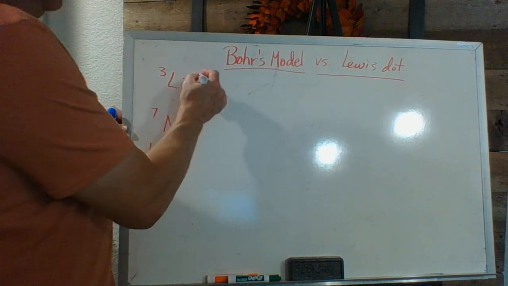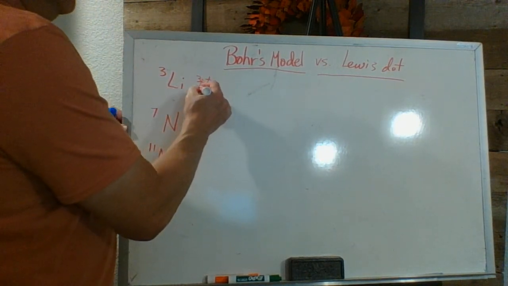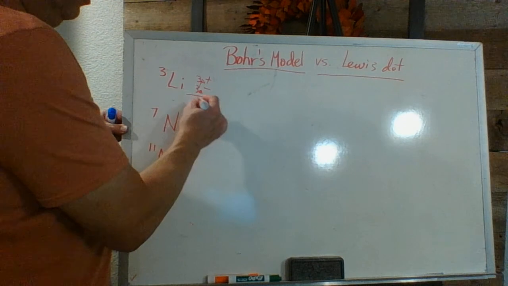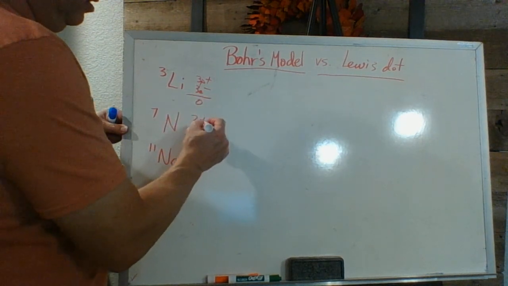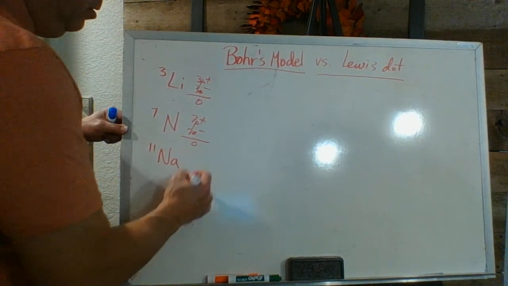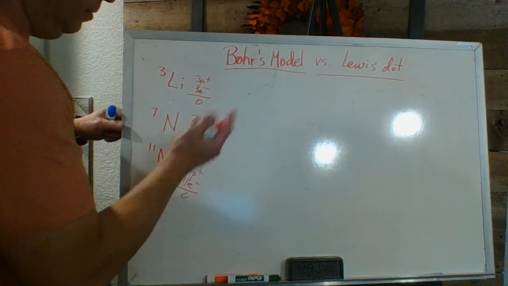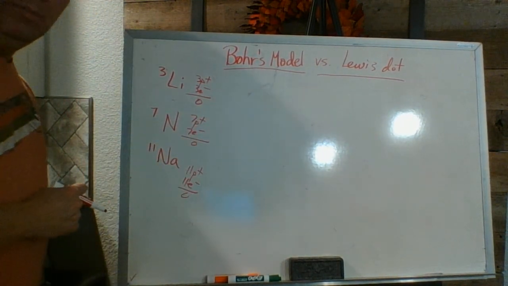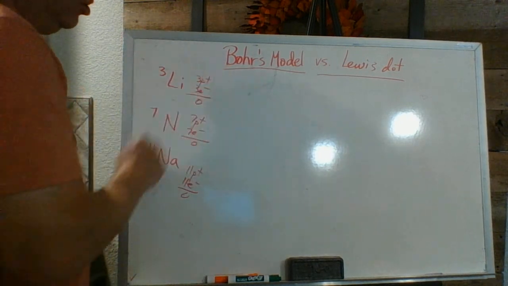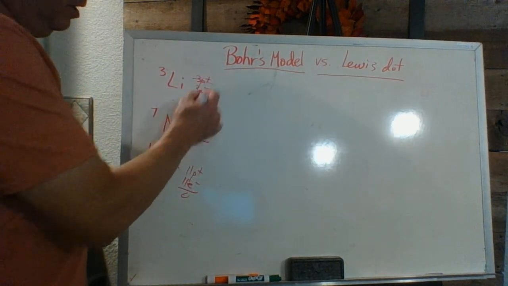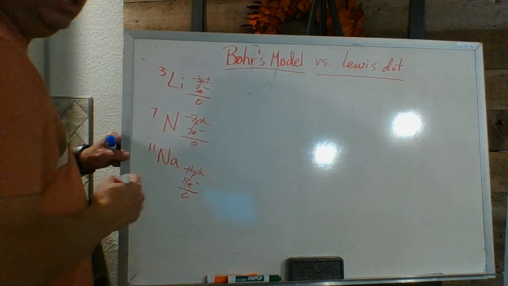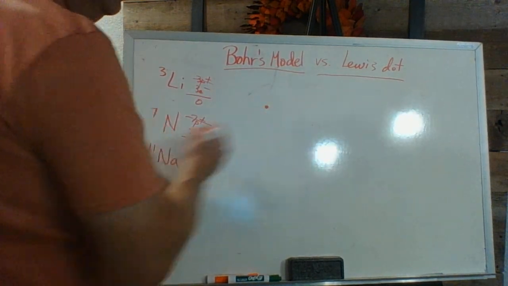If lithium is element 3, he has 3 protons, 3 electrons, right? He's neutral. This guy has 7 protons, 7 electrons, neutral. 11 protons, 11 electrons, neutral. So the question is, what am I really worried about? Bohr models show where the electrons are. So I'm not really worried about the protons. Why? Where are the protons? They're right here. Here's the nucleus.